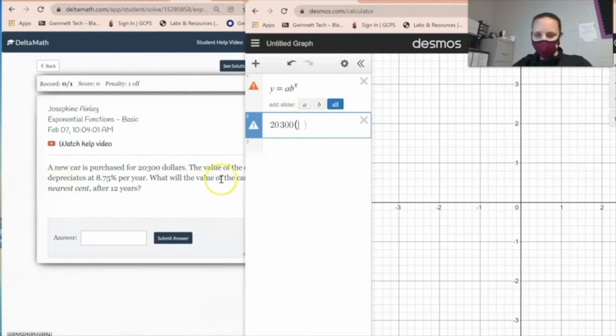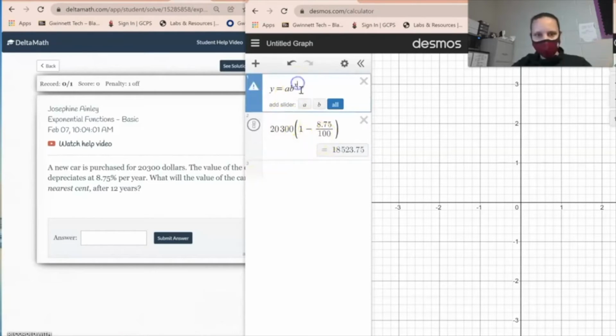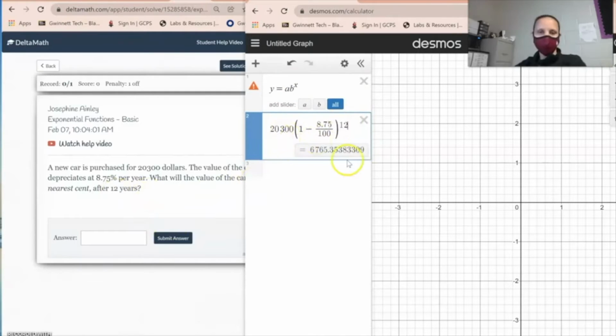So this one is depreciating, so it's going to be 1 minus. And you have to put in the fraction of the percent, which is 8.75 divided by 100, because we have to make it a decimal. Then close the parentheses. All right, and then all of it raised to the x power, and my x is 12. Okay, so you just put that in the calculator. Of course, if yours was growing, you would change the minus sign to a plus.